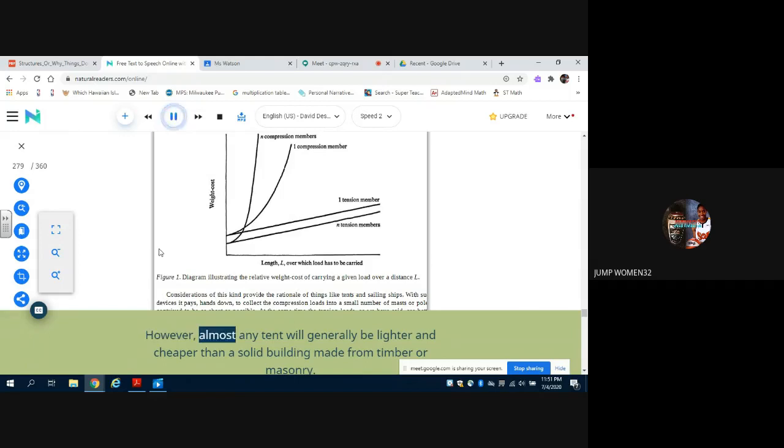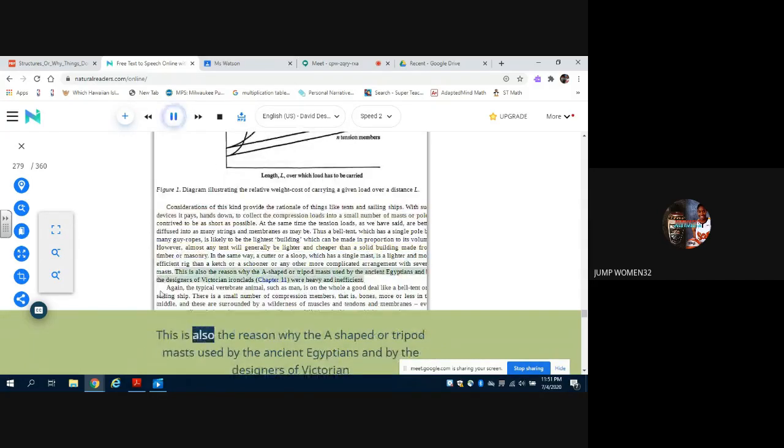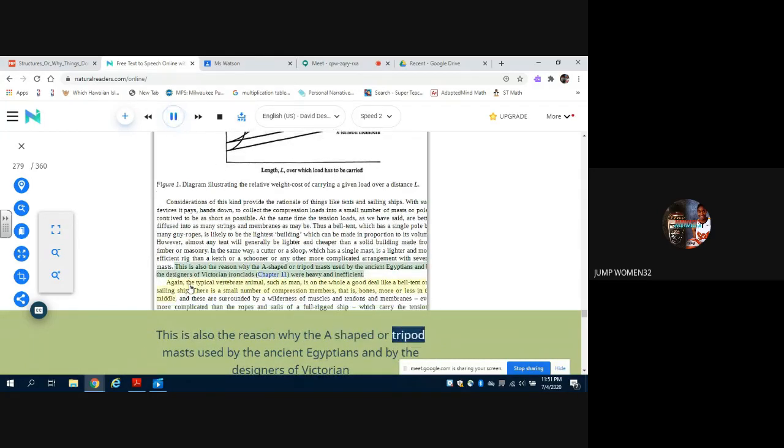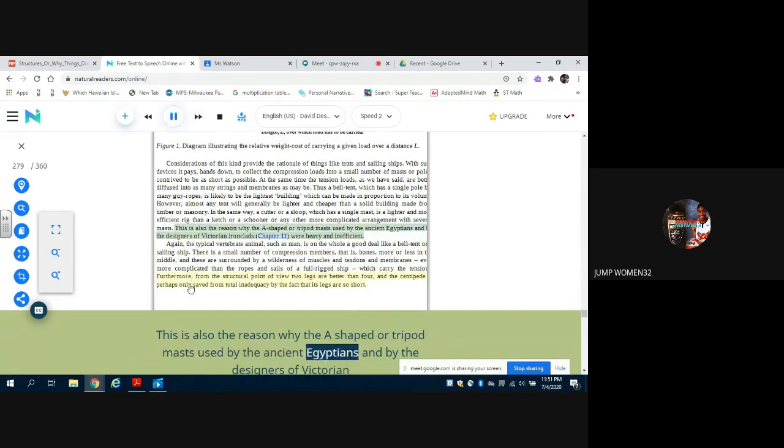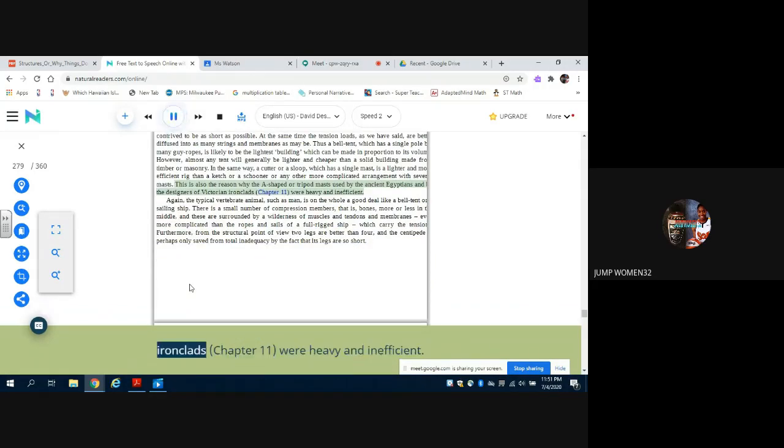However, almost any tent will generally be lighter and cheaper than a solid building made from timber or masonry. In the same way, a cutter, or a sloop, which has a single mast, is a lighter and more efficient rig than a ketch or a schooner or any other more complicated arrangement with several masts. This is also the reason why the A-shaped or tripod masts used by the ancient Egyptians and by the designers of Victorian ironclads, Chapter 11, were heavy and inefficient.